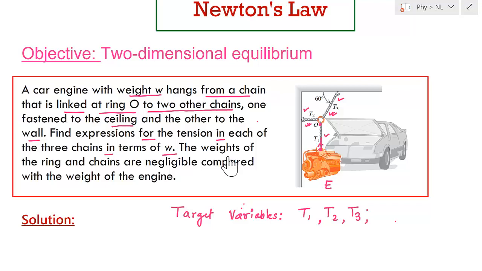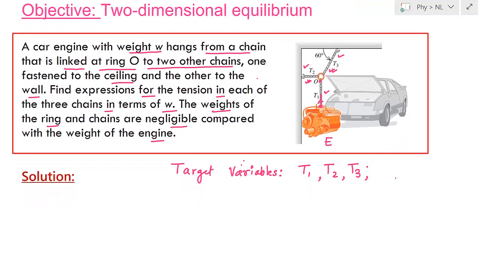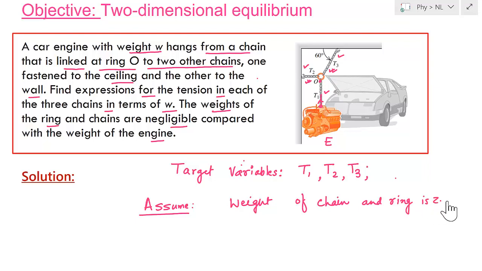Furthermore, the problem says the weight of the ring and the chain are negligible compared with the weight of the engine. So we have to neglect the weight of the chain and the ring, not the engine. This is the assumption we have to make, and it is given in the problem: the weight of chain and ring is almost 0.